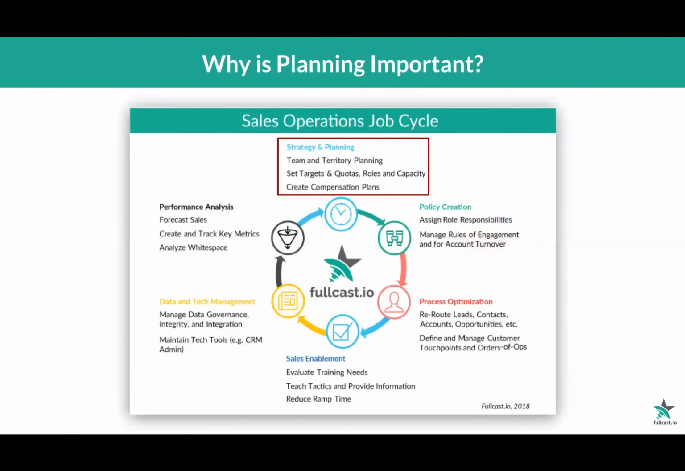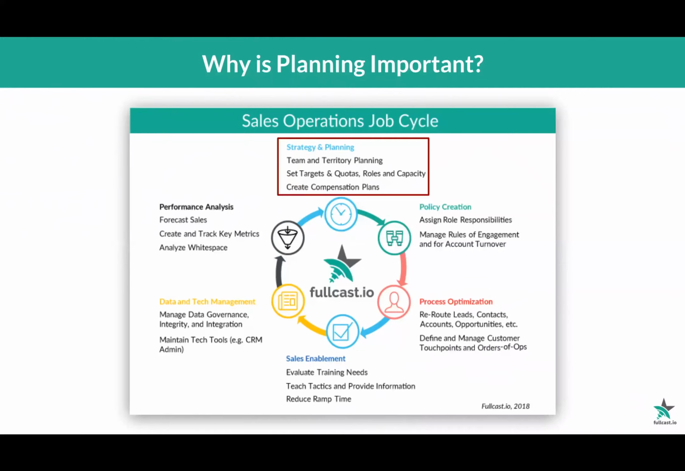Thanks, Catherine. Hey, everyone. Excited to be here, excited to talk about sales planning. Before we get into it, I wanted to do a little bit of framing around the conversation. Some of our recent blog posts online have talked about the sales operations job cycle and all of the different functions that sales operations professionals do over the course of the year: strategy and planning, policy creation, processes, sales enablement, data, tech management, performance analysis. It's a lot of things, and as we go through strategy and planning, it's important to think about how each of these things kind of all intertwines together. So we'll mention that a couple of times as we go through.